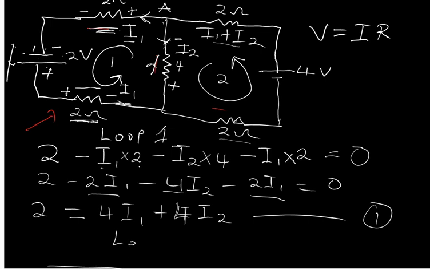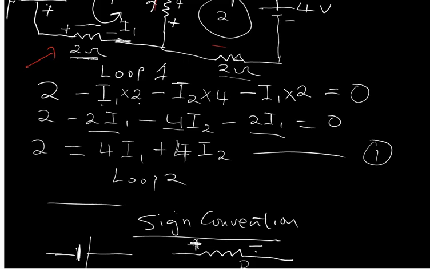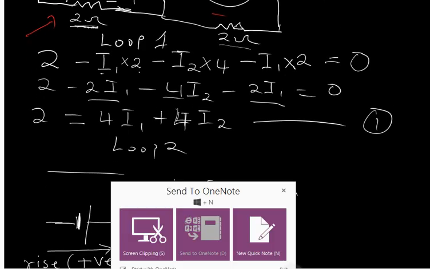Now let's look at the KVL for loop 2. For loop 2, we will move up from negative to positive, which of course should give me a positive.